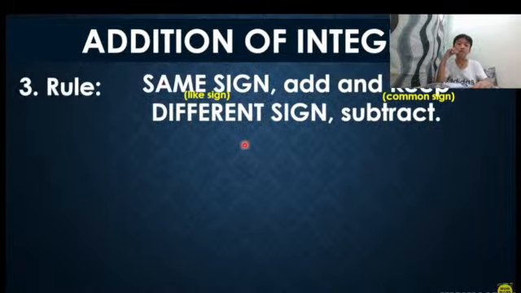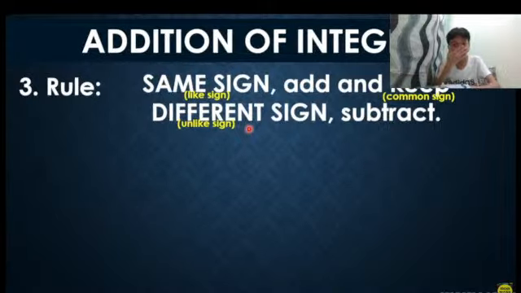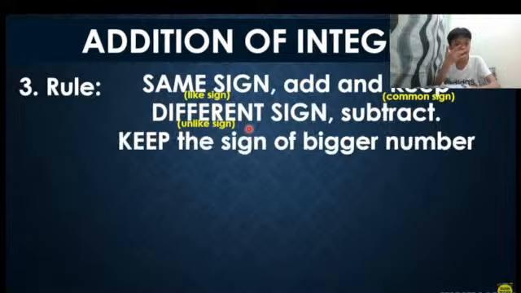Next, if they have different signs, okay, different sign, ito rin yung tinatawag nating unlike sign. Ibig sabihin magkaiba, isang positive, isang negative, or isang negative, isang positive. So, ano ang gagawin natin pag magkaibang sign? You should subtract. This is the time that you're going to subtract. Now, kung sa same sign, kinukopya lang natin yung sign nilang pareho, paano kapag different signs? Ano ang kukopyahin mo dyan? Magkaiba nga sila. So, keep the sign of bigger number.